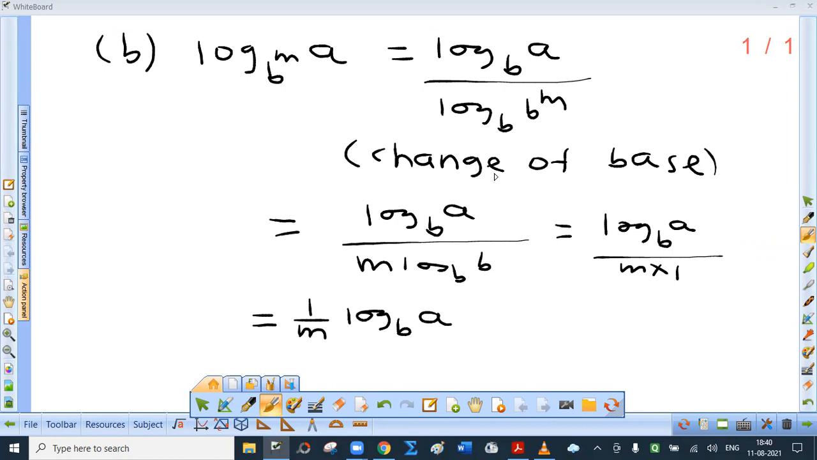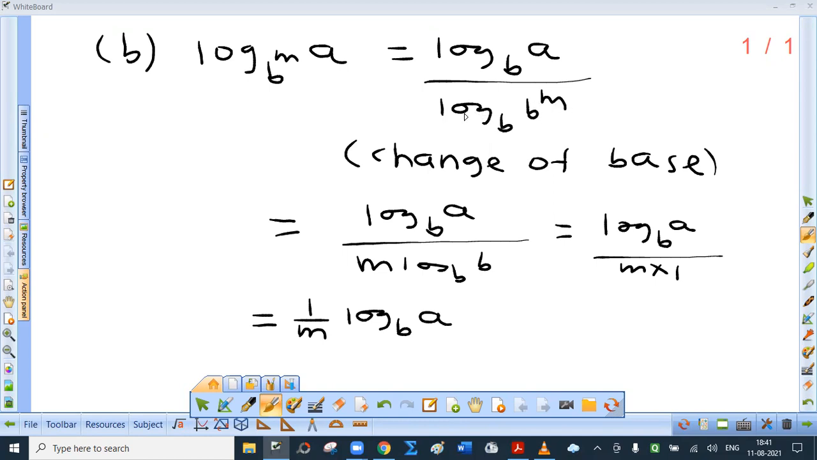Now let me explain change of base rule. It is not at all difficult. See, logarithm of any number to the old base is logarithm of the same number to the new base, b is new base, upon log of old base to the new base. As simple as that. Again, I'm not saying a, b, c, d, etc. Logarithm of any number to the old base equal to log of same number to the new base upon log of old base to the new base.